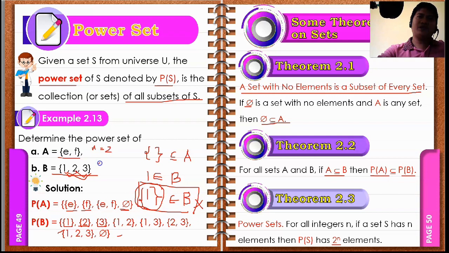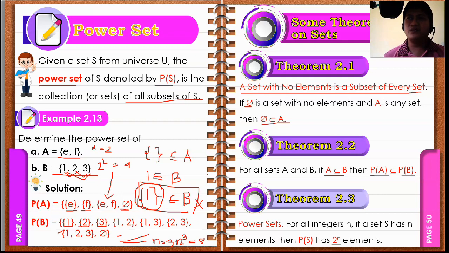So therefore, 2 squared is equal to 4. That is why there are 4 elements of the power set A. For the power set of set B, we have 1, 2, 3, so n equals 3. So therefore, 2 to the 3 is equal to 8. That is why there are 8 elements on this power set B. So that is the use of our theorem.